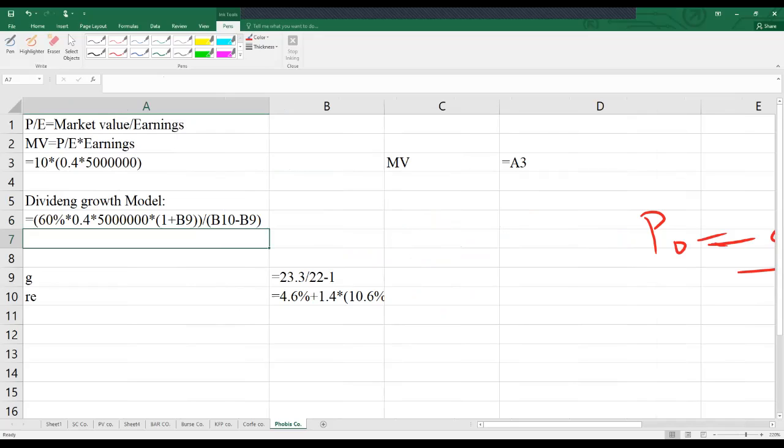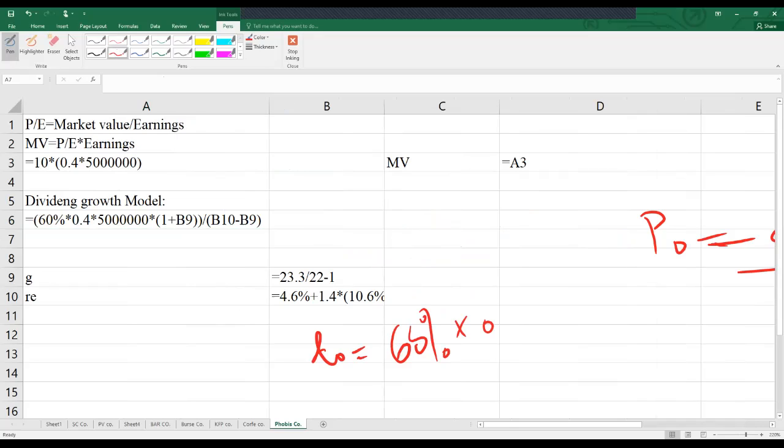Don't forget D naught. You have to work it out. D naught is equal to 60% of the company earnings, which is equal to 40 cents. I think it goes 0.24. Okay, P naught, sorry. They have to give us, therefore, P naught is equal to 0.24.